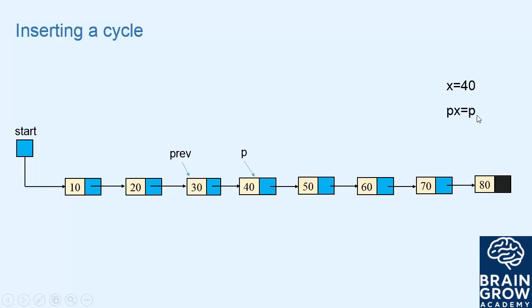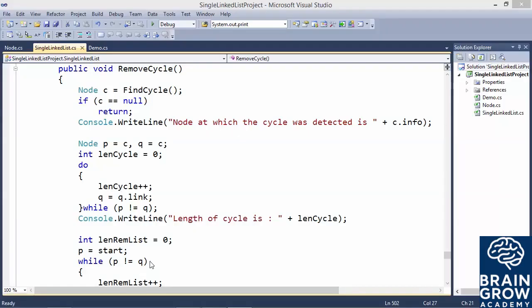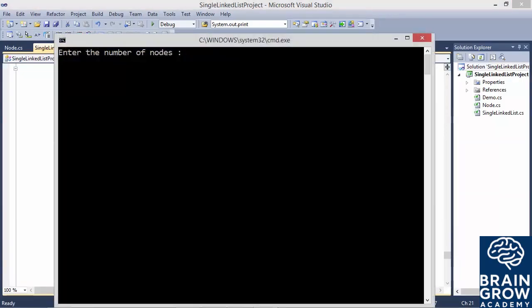So we'll save the value of P in Px. Again we'll move these references P and previous till P becomes null. Now P has become null. So we'll make the link part of previous refer to this node. So this is how we have inserted the cycle in the list. Now let's go back to our program and run it.